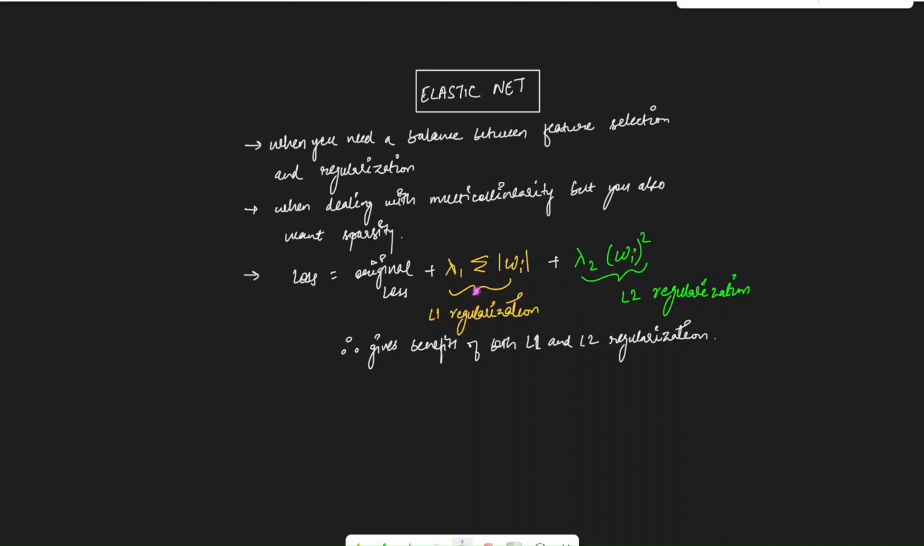So we will get the advantage of both L1 regularization and L2 regularization here. The use case for elastic net is when you need a balance between feature selection and regularization. That's when elastic net comes into play. When you're dealing with multicollinearity, but you also want sparsity in your data, then you would use elastic net. So if you want the benefits of both L1 and L2 regularization, that's when you would use elastic net.